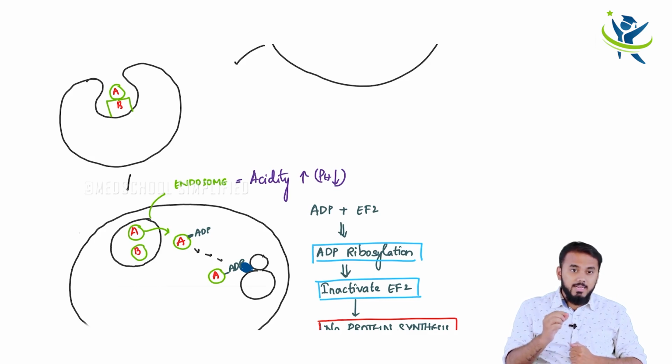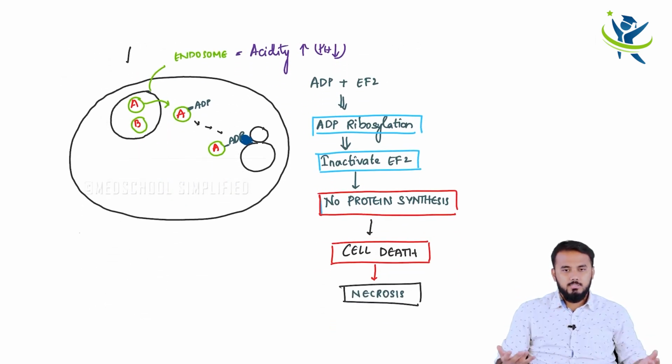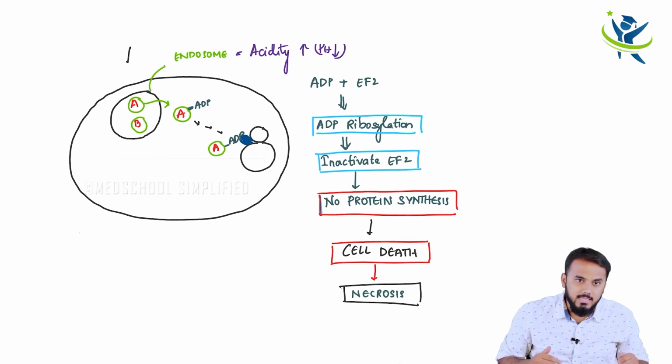The A subunit has what? The A subunit is all the time attached with ADP, adenosine diphosphate. Now this A subunit with its own ADP will travel all the way and attach to elongation factor 2. When it attaches, elongation factor 2 will be inactivated. When it is inactivated, there is no further amino acid elongation. When there is no amino acid elongation, no protein synthesis. No protein synthesis, the cell will not work. The cell is useless. So obviously there will be cell death and necrosis.